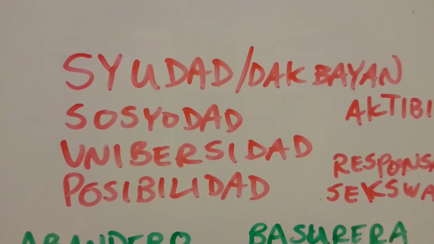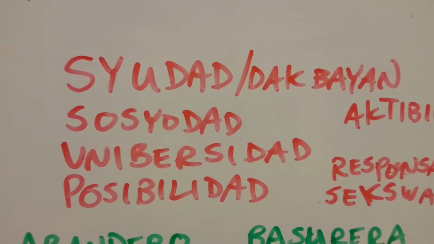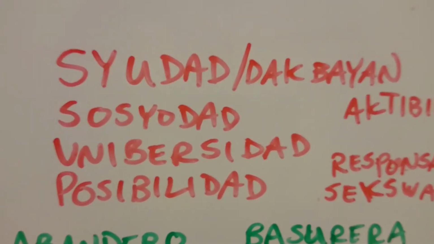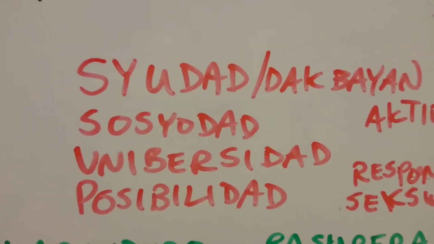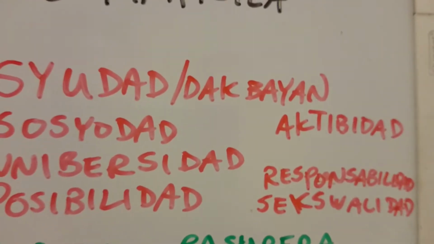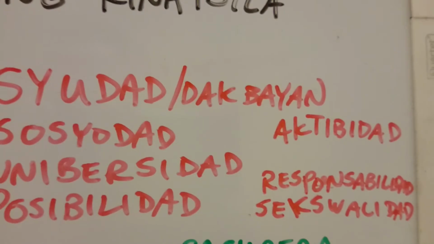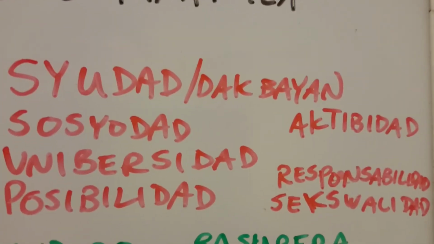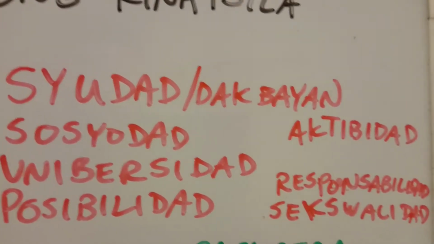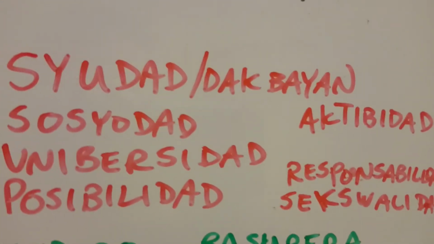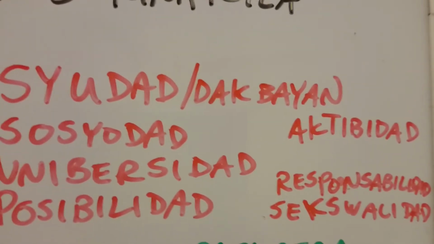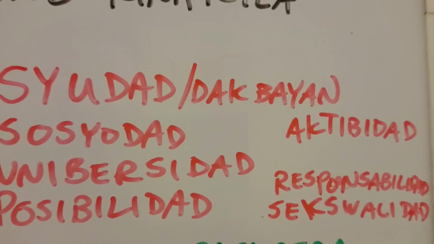Universidad, university, that's a no-brainer. Diversidad is another one, diversity. Posibilidad is possibility. Actividad, activity. Responsabilidad, responsibility. Sexualidad, sexuality, or sex. If you want to find out someone's sex, you'll say, "Unsa imong sexualidad? What's your sex?" Or it can also mean what's your sexual preference or sexual orientation.